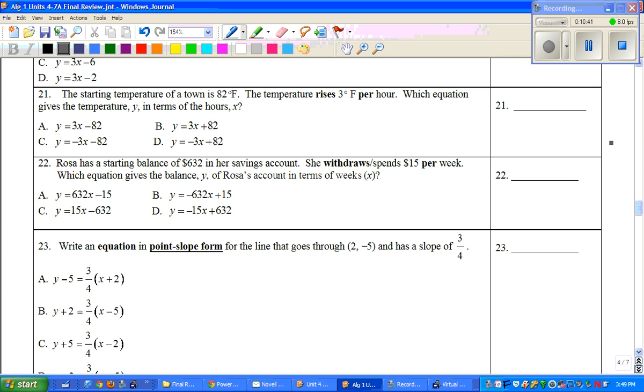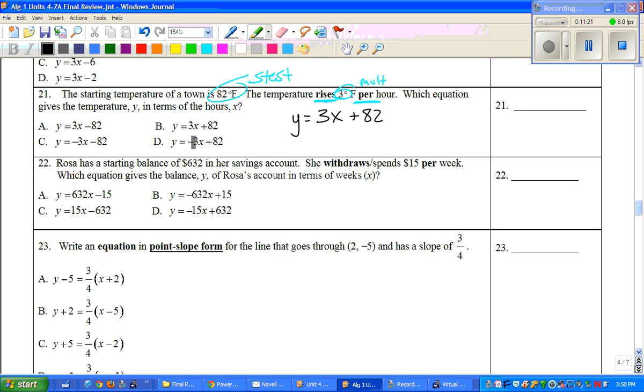The starting temperature of a town is 82 degrees. The temperature rises 3 degrees per hour. Which equation contains the given temperature, y, in terms of the hours, x? Okay, so 82, that's where we're starting. Rises 3 degrees per hour. Per, if we remember, means multiplication. So your temperature is going to equal 3 degrees per hour, and we're starting at 82.